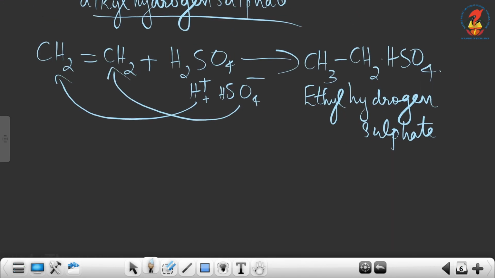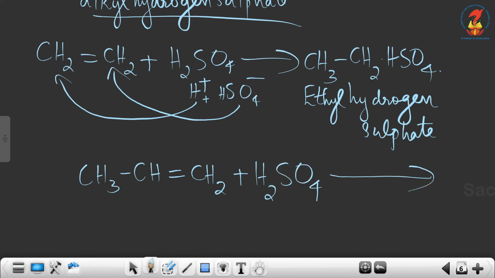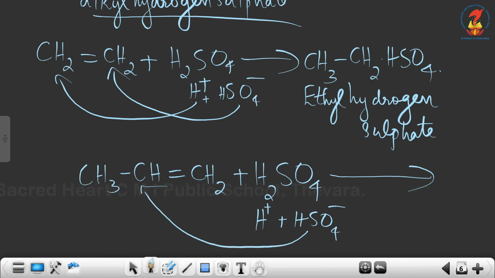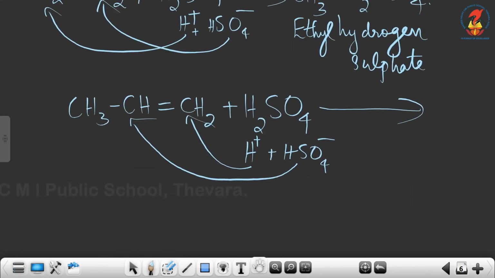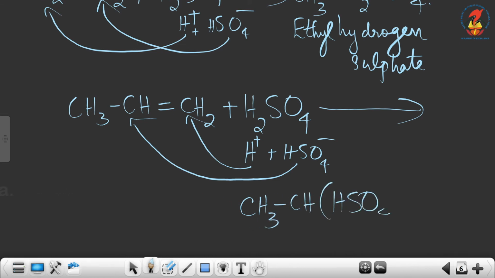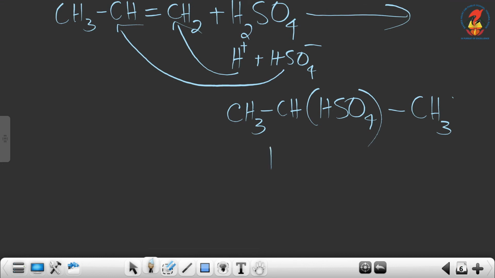Now we have one more example here, that is CH3 CH double bond CH2 plus H2SO4. Now this is an unsymmetrical alkene and we know H2SO4 decomposes as H plus and HSO4 minus. Since it's an unsymmetrical alkene, addition takes place according to Markovnikov's rule. So HSO4 minus will add to the carbon with fewer hydrogens, and H plus to the other double bonded carbon. So let's write the product. The product is CH3, CH, with HSO4 in brackets, single bond CH3. Now the name of this product: 3 carbons is propane, so the alkyl group is propyl, propyl hydrogen sulfate.